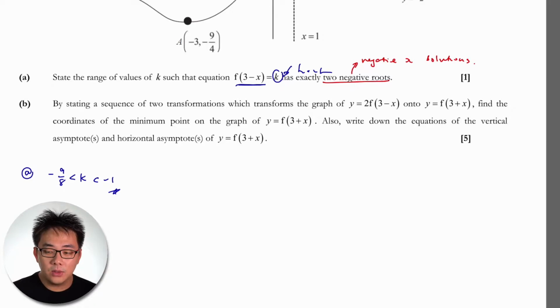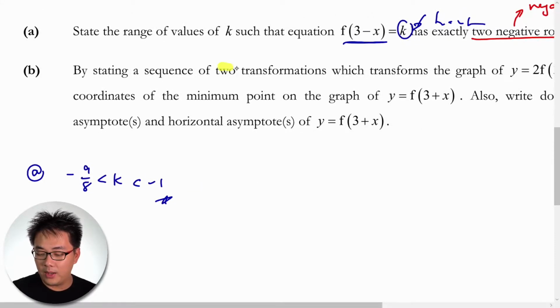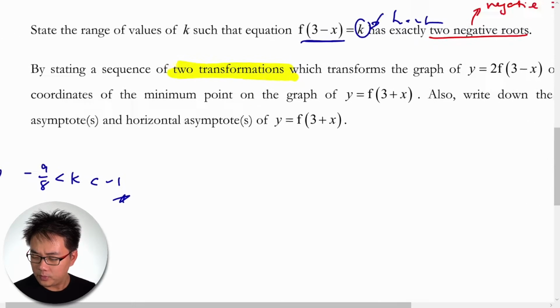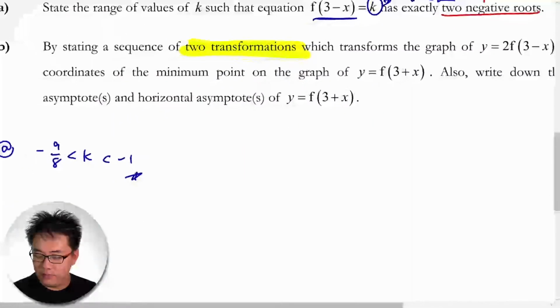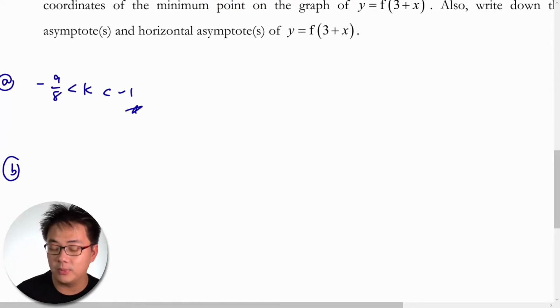So what you're asked to do is actually to state the sequence of two transformations. That's the one that carries marks. I reckon each transformation will carry 1 mark. Then find the minimum point of the graph of the resulting curve. So that is about it. I don't think it's a very difficult question per se.